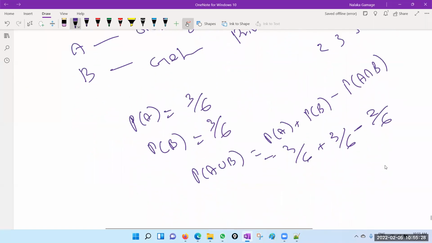So the final answer is 4 divided by 6, because these outcomes cover that: 1, 3, 5 and 2. So there are 4 outcomes which are either odd or prime out of 6 outcomes.